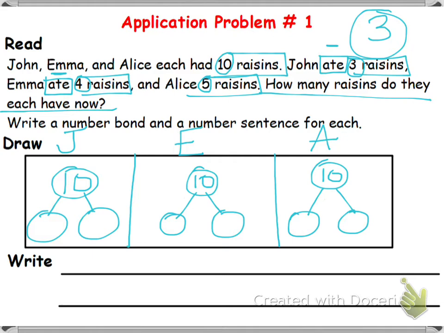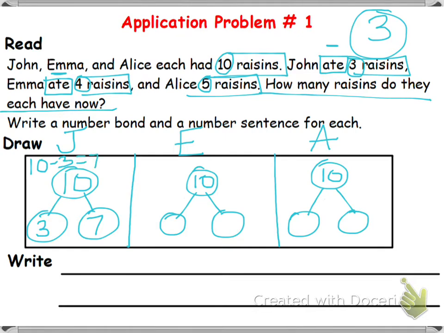Now, we know that John ate 3 of them. So 3 is the part for this one. How many are left? Well, 3 and what make 10? Or 10 minus 3 equals what? Well, let's see. Put 10 in your brain. Count backwards 3 times. So 10, 9, 8, 7. So it'd be 7. So let's write a number sentence. Let's do a subtraction number sentence in the same box. So 10 minus 3 equals 7. Or you could have said 10 minus 7 equals 3.